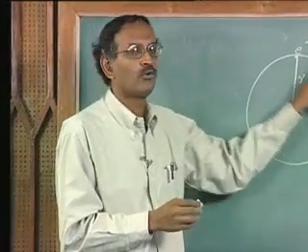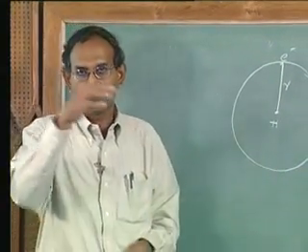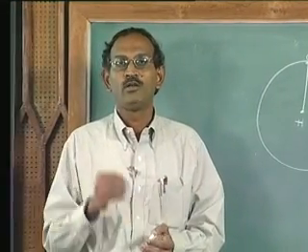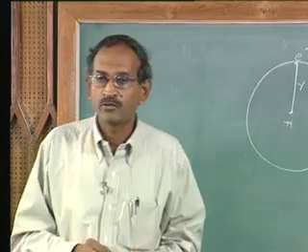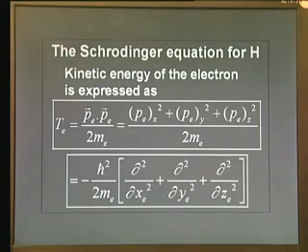Even though the hydrogen atom moves in a bounded region, you can still associate a linear momentum with it, and you can express the classical kinetic energy of the hydrogen atom as simply px square plus py square plus pz square by 2 me, where me is the mass of the electron.